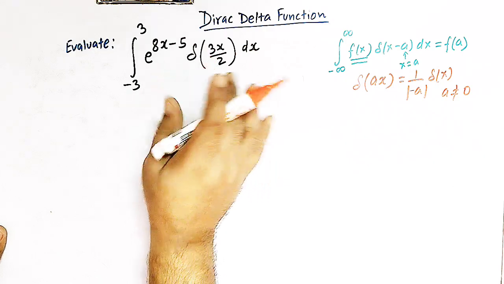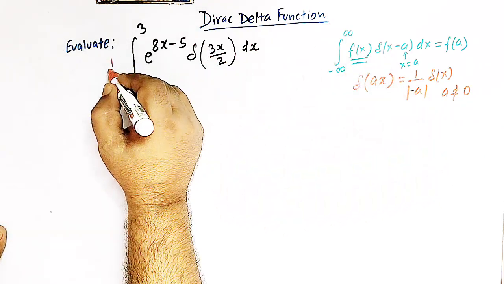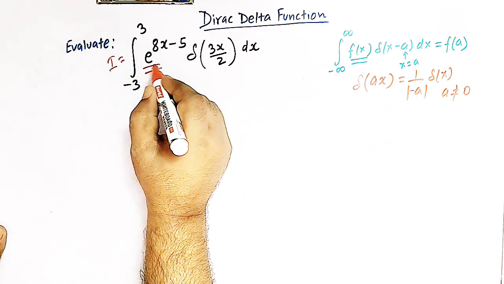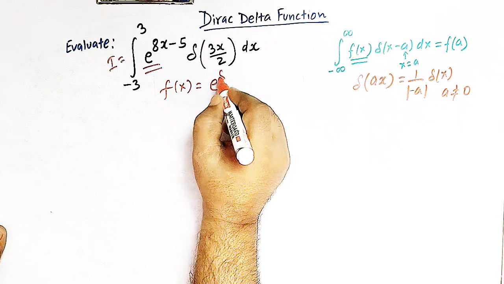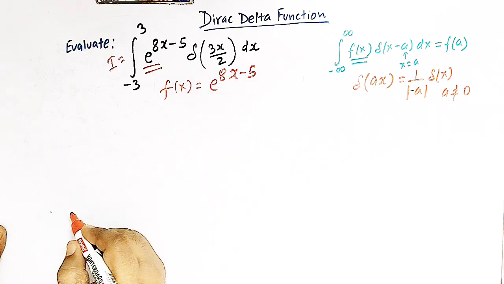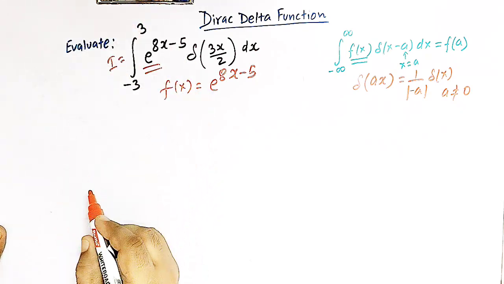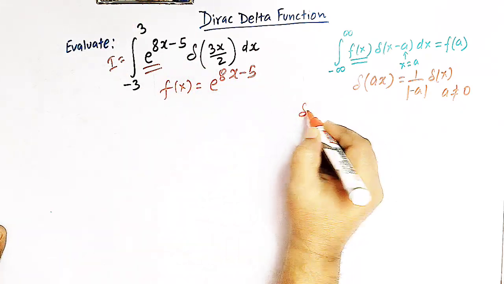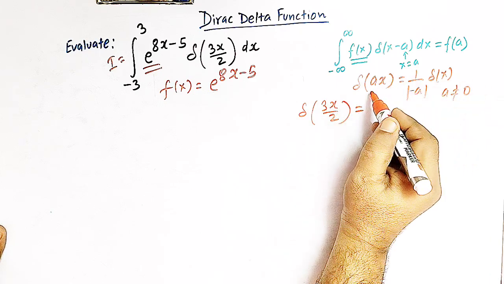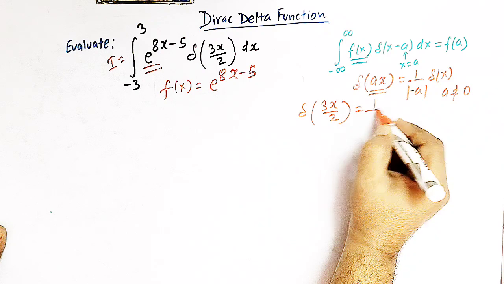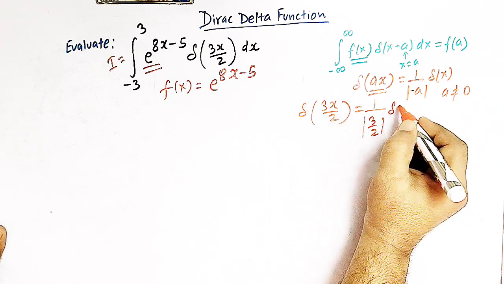So here if we compare this integral with this one, then we can take this function as f of x, that is f of x is e raised to 8x minus 5, and the limits of integration are from minus 3 to 3, right? And delta of 3x over 2 can be written with the help of this property. So we have 1 over mod of 3 by 2 and delta of x.